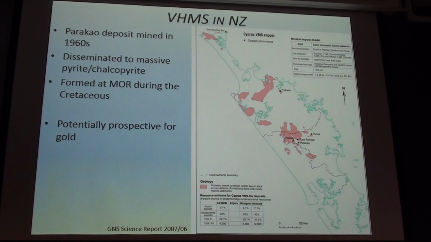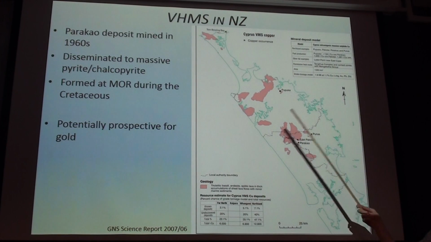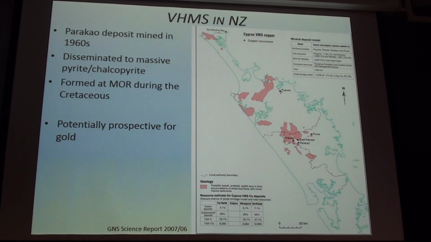VHMS deposits have also been mined in the 60s up in Northland near Whangarei, and these were mostly disseminated to slightly massive pyrite, chalcopyrite, that formed at a mid-ocean ridge in the Cretaceous. And they are not mined for copper these days, but some people consider them prospective for gold.